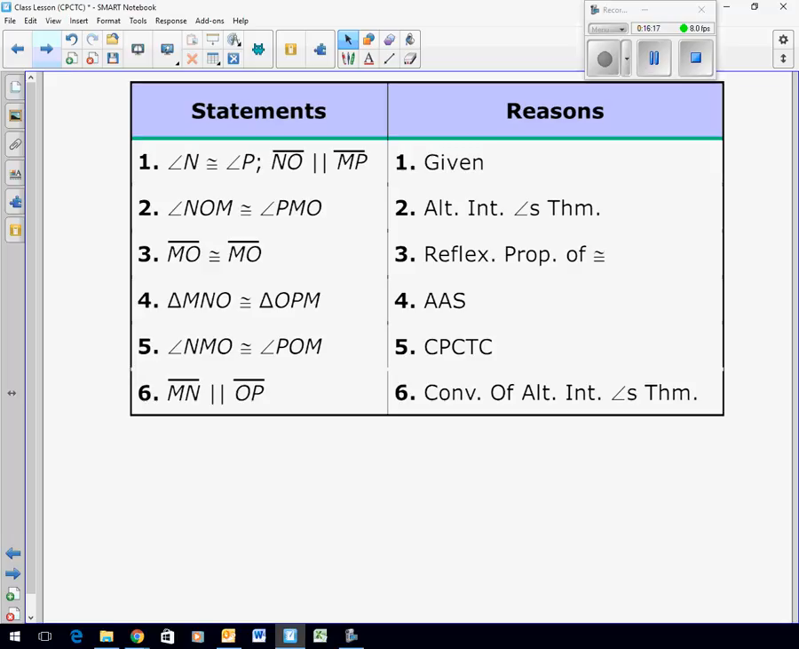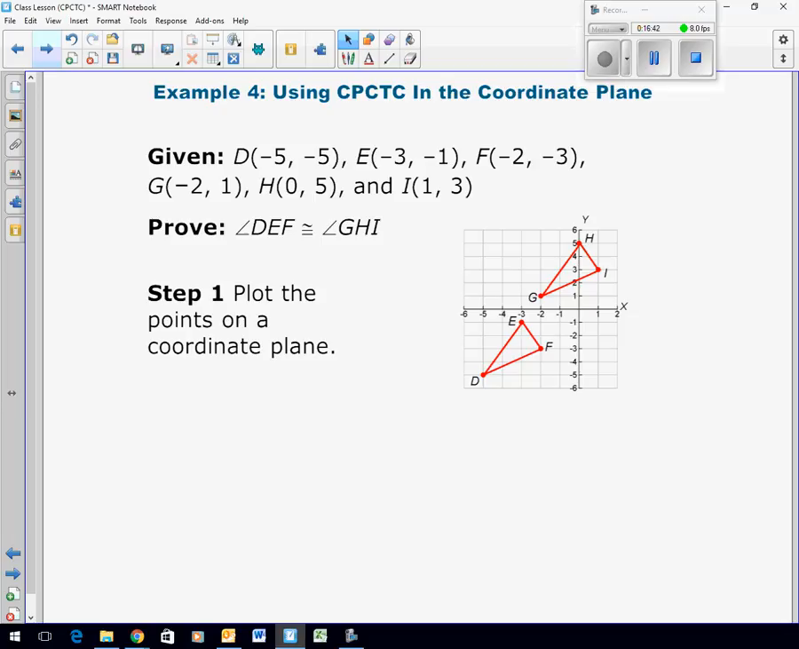Alright. Here's the big takeaway, guys. You cannot use CPCTC until you've proven that two triangles are congruent. Got me? It has to come in that order. Everybody with me on that? Don't mess it up today. Okay? Alright. You get a 4-minute break right now.